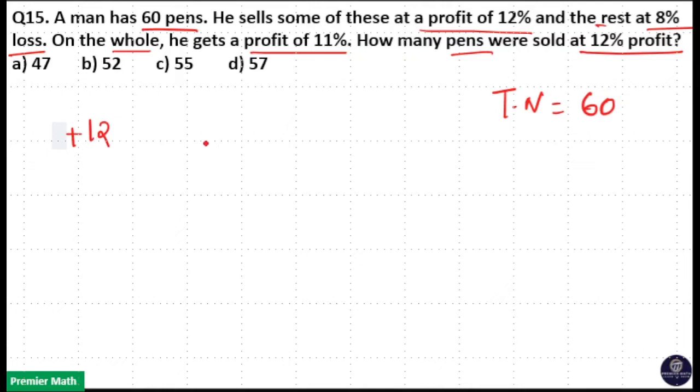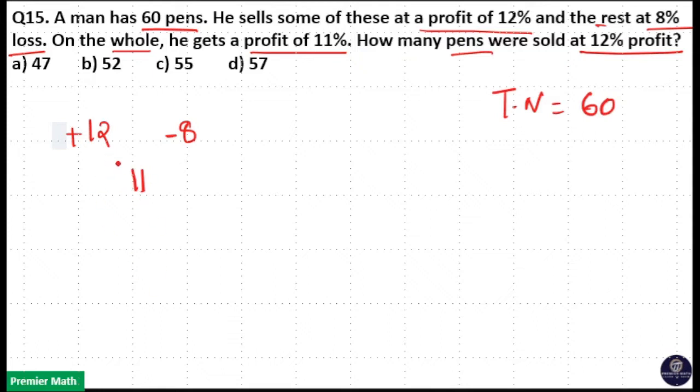That means it is positive. And the rest is at 8% loss. That means it is negative. And the result of all these processes is 11% profit. So he sold some pens at 12% profit and the rest at 8% loss. And when he sold a total of 60 pens, he got 11% profit.